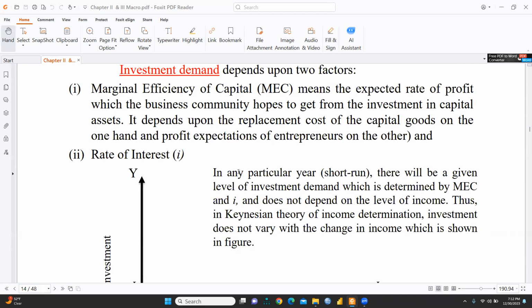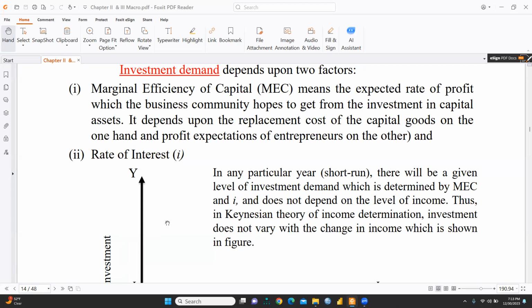The next component of aggregate demand is investment demand. Investment demand depends upon two factors: the marginal efficiency of capital, MEC, and the rate of interest. MEC stands for the expected rate of profit which the business community hopes to get from investment in a capital asset. It depends upon the replacement cost of capital goods on the one hand and the profit expectation of the entrepreneur on the other. An entrepreneur is expecting a rate of profit from the business in future. That is the marginal efficiency of capital, relating to the capital invested in the business.